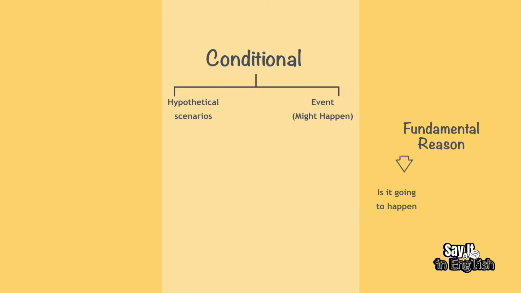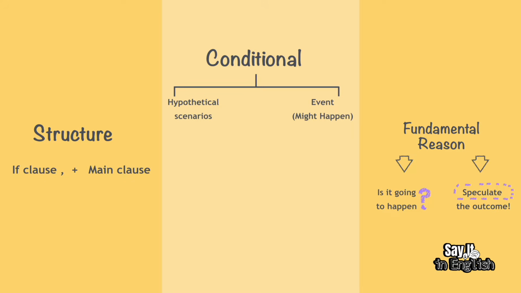When we are uncertain about whether something is going to happen, we speculate about the outcome. Conditional sentences are composed of two parts: the if clause that introduces the condition, and the main clause that explains the result or outcome if the condition is met.